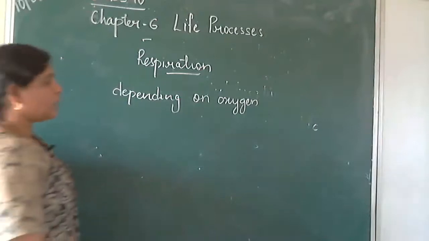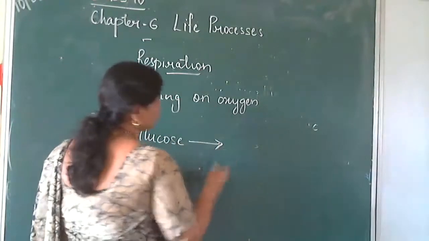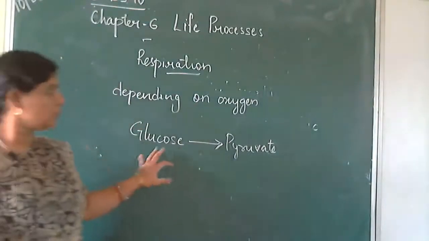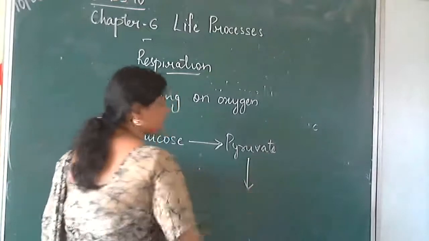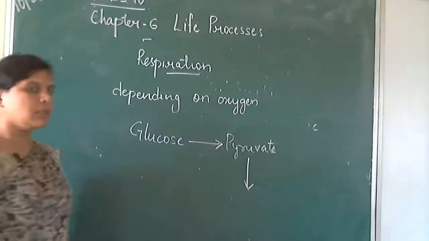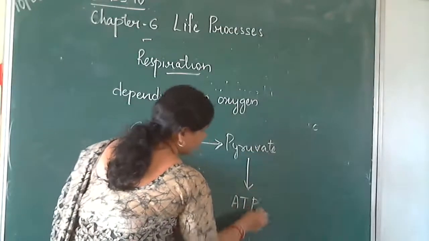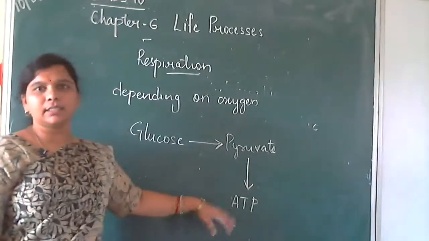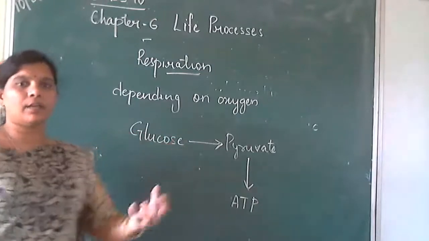Okay, so what happens here? Glucose is broken down to pyruvate in the cytoplasm. Now this pyruvate, based upon the presence of oxygen, is of three types, which forms ATP. ATP is the energy currency. Now pyruvate to ATP occurs in the mitochondria.